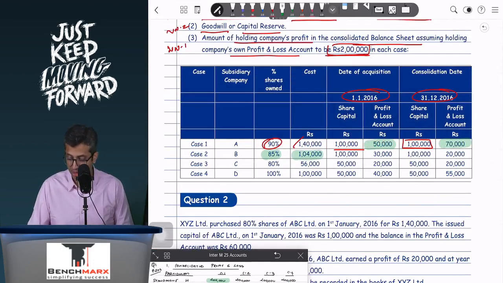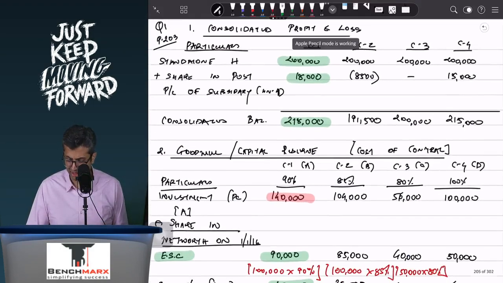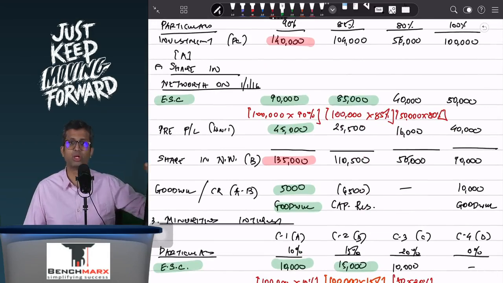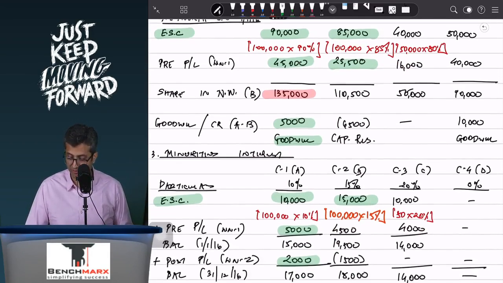So if you practice a little more, if I go to case B, 85%, 1,04,000 is your investment, and 30 and 20. So there is a 10,000 loss post the acquisition. If I do the attribution in my goodwill workings, I will start with 1,04,000. Parent share will be 85%, that is 85,000 over here. 15,000 will go in the minorities, and then 30,000 is their pre-acquisition into 85%. That is 25,500 will come over here, and the remaining 4,500 is attributable to the minorities.